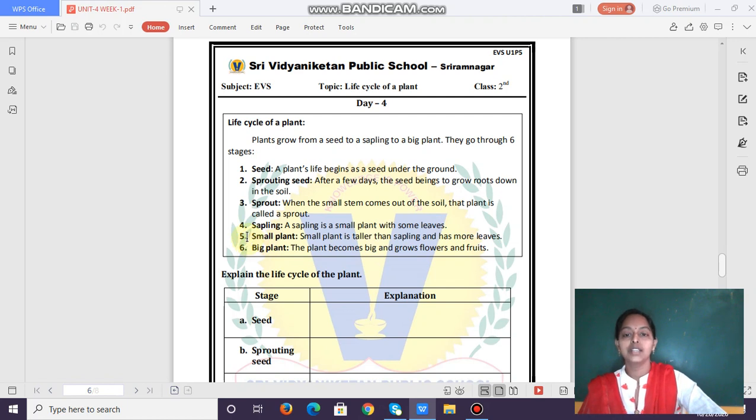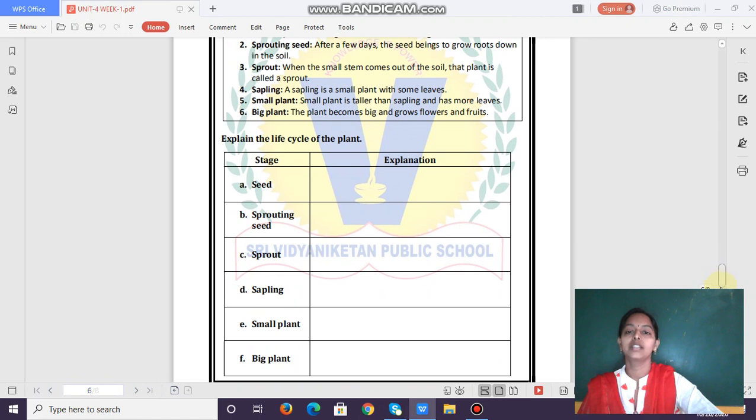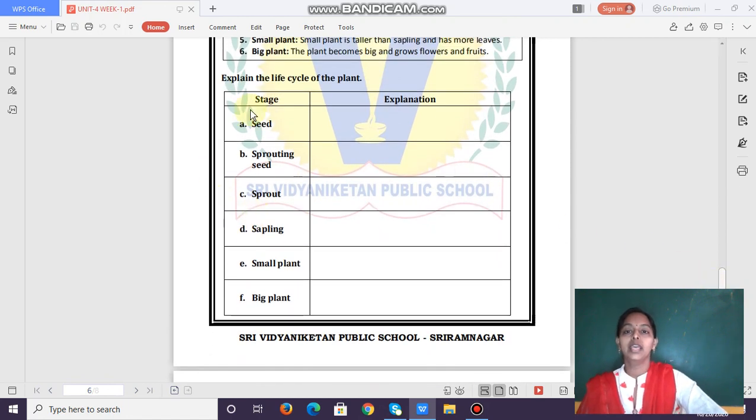Fifth stage is small plant. A small plant is taller than a sapling and has more leaves. And this is the sixth one. The last stage of the plant is big plant. The plant becomes big and grows flowers and fruits. So these are the life cycle of a plant. Now let's see here. Explain the life cycle of a plant.